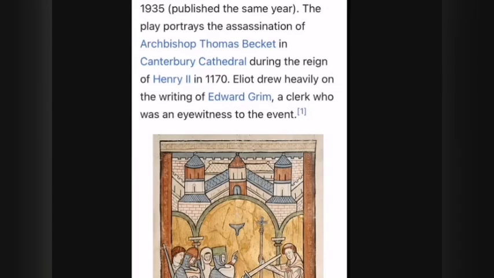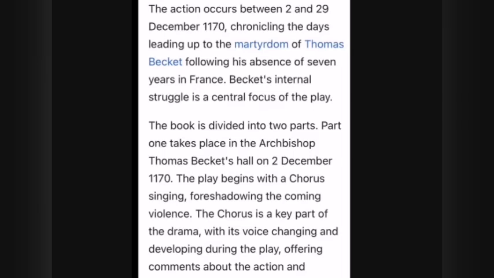So we're going to be talking about this book now, Murder in the Cathedral. The book is by T.S. Eliot, and it was published in 1935. It's a play about the assassination of Archbishop Thomas Becket in Canterbury Cathedral. So now this is just a plot summary.